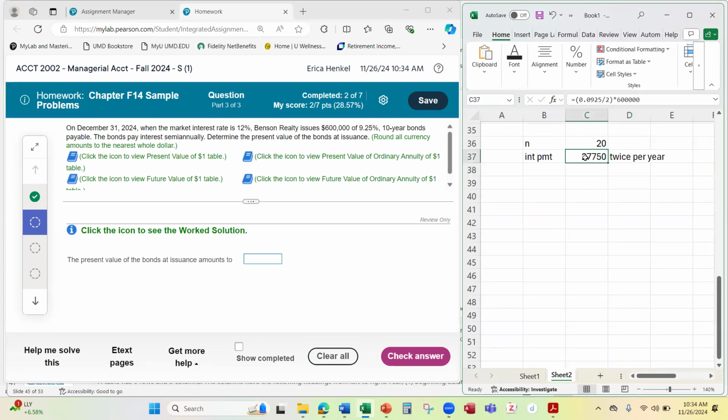And then the future value of this bond is going to be the $600,000. And our interest rate, I'm going to put this in quotes.